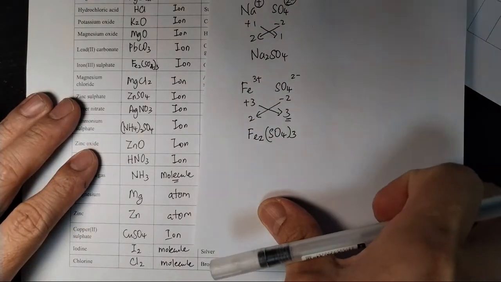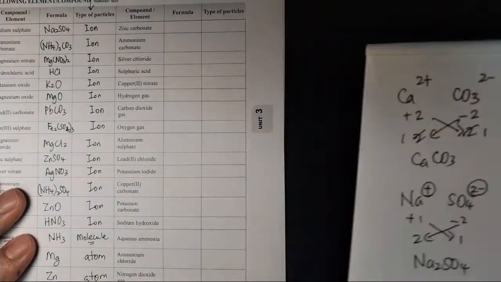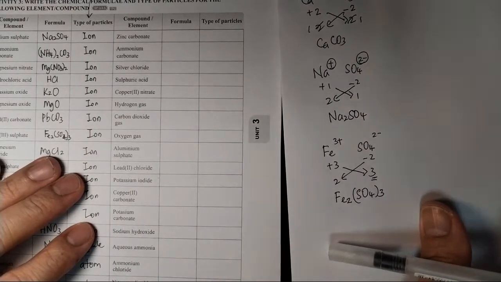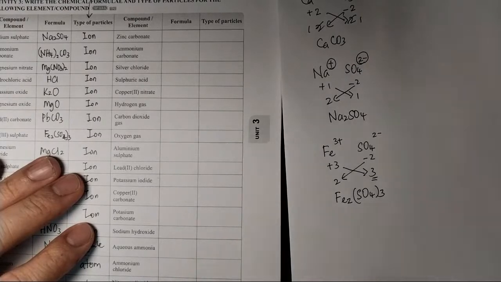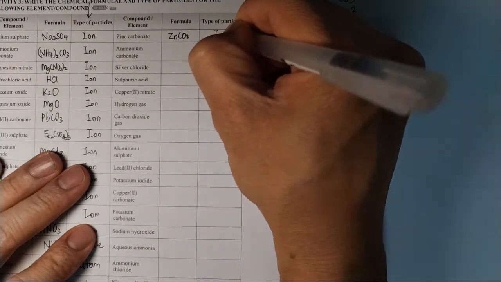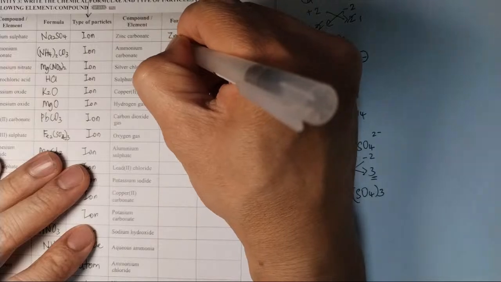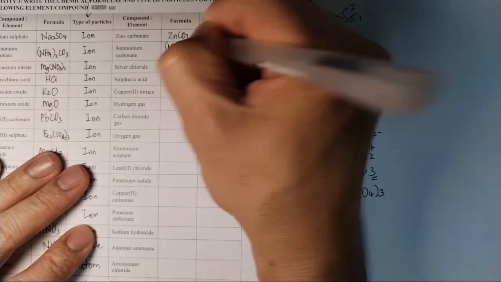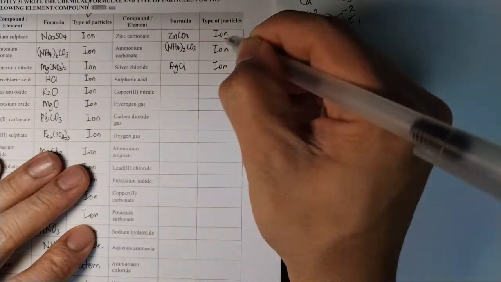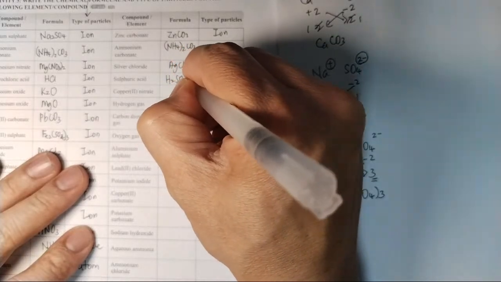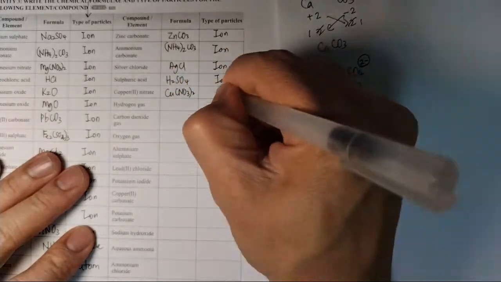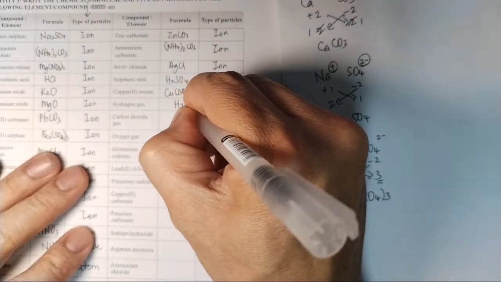Okay, and then the second row here. Zinc carbonate, ZnCO3. So this one is ions also. Ammonium carbonate. Okay, so these are ions also. Silver chloride, ions. Sulfuric acid, H2SO4, ions also. Copper 2 nitrate, ions. Okay, hydrogen gas, H2.